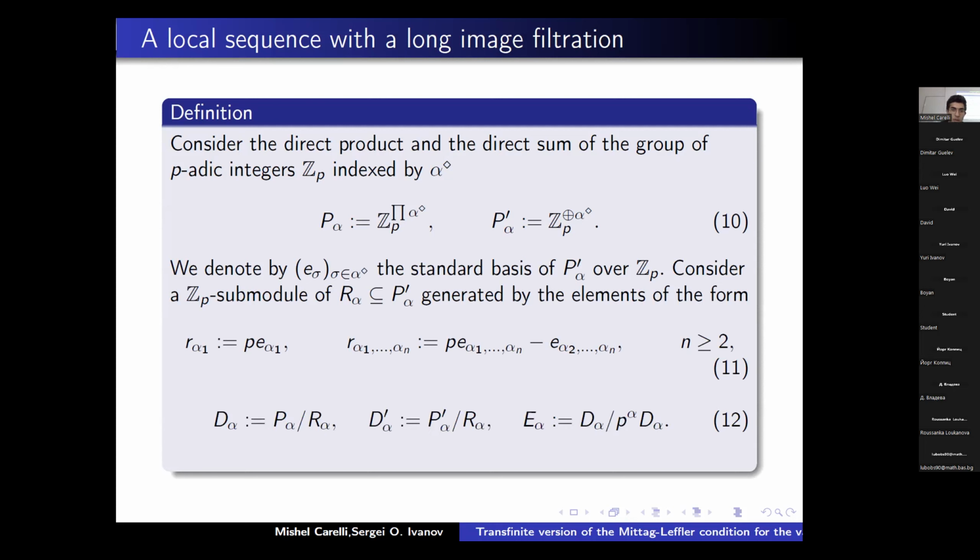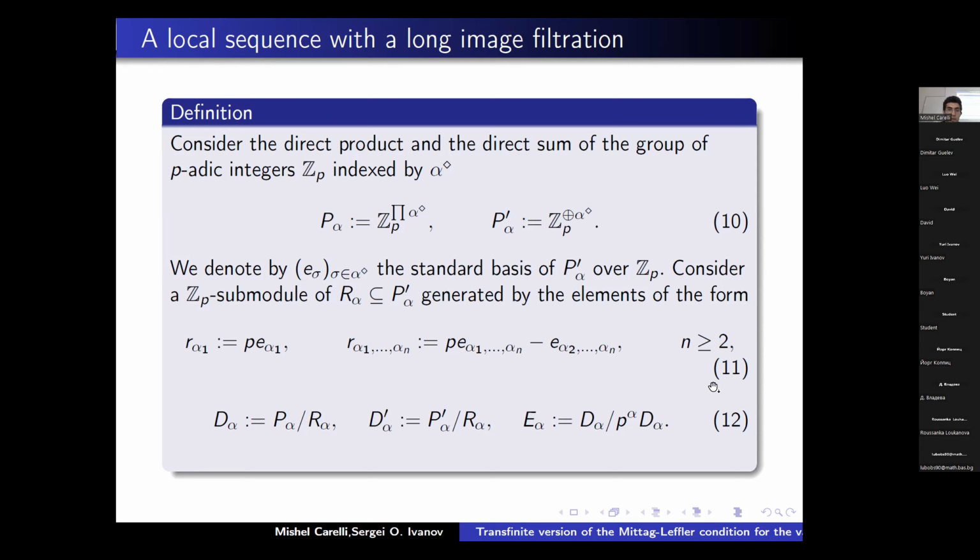And so we define D alpha as P alpha factorized by R alpha, and D alpha prime as P alpha prime factorized by R alpha, and then we can define E alpha. It would be like D alpha factorized by P power alpha by P power alpha D alpha. Okay, now we have a long definition of some group.